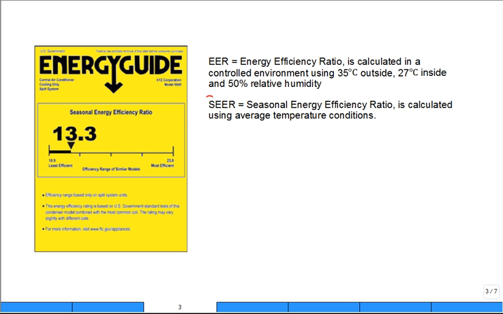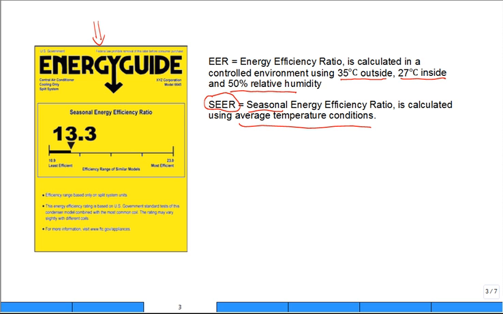The other one is SEER. SEER is the seasonal energy efficiency ratio. It's calculated using average temperature conditions and how they may vary, whereas the EER for window air conditioners is set at the outside air at 35, the inside air at 27 with 50% relative humidity. And you'll see this U.S. government label where manufacturers are supposed to put the labels on their equipment, so you as a homeowner, as a consumer, can look and do a relative weighting of how energy efficient this equipment is.